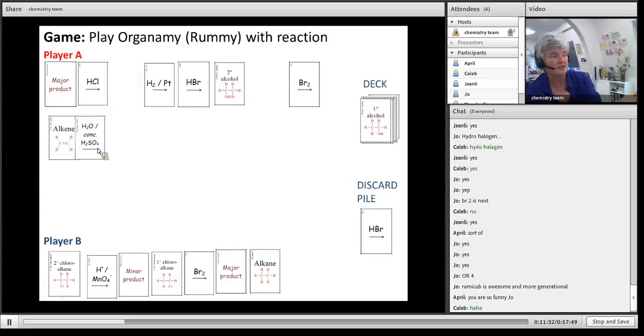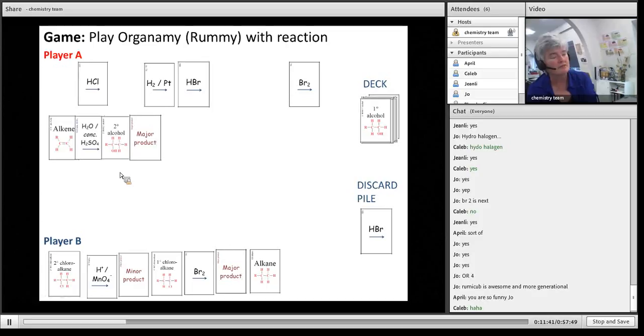If I add sulfuric acid and water to an alkene, I'm going to get that alcohol. And I know that that's going to be the major product. So I can put 4 cards down, and player A can discard a card. Because they're all reagents, he's discarded one of them. Now it's player B's turn.